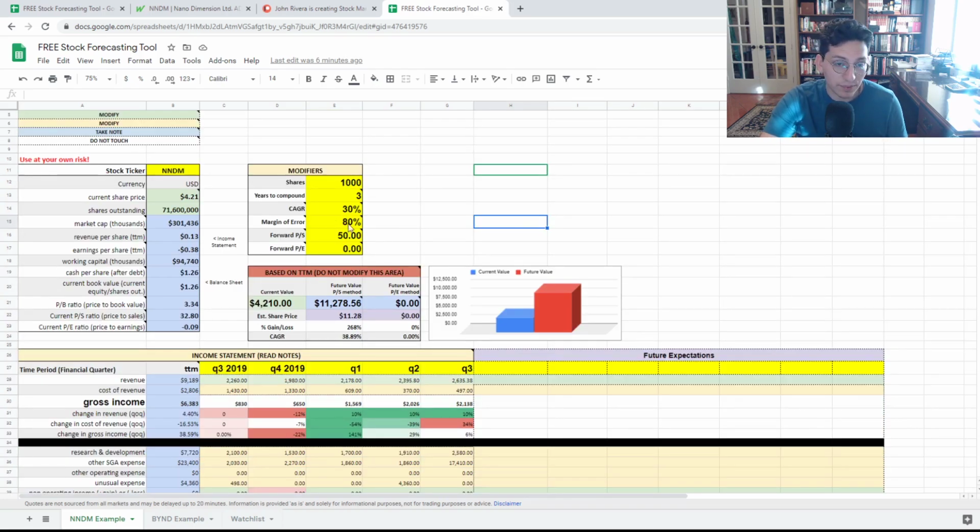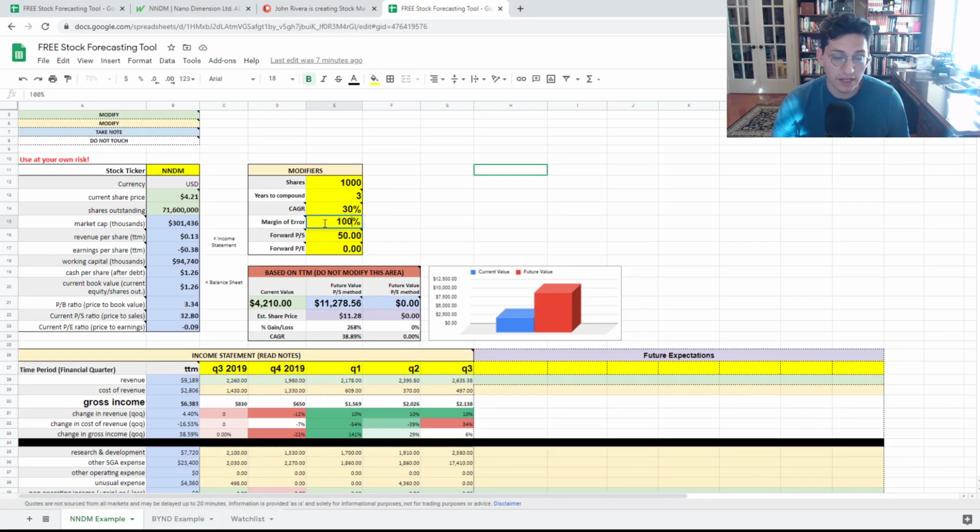So in my example here, I said that I have 1,000 shares. I actually have more than that. I'm going to pick 3 years to compound, and I picked 3 because I think that's the runway that Nano Dimension has right now. I think they can compound primarily sales, which is the value method I'm going to use. I think they can grow their sales by 30% every year. For margin of error, I'm saying I'm around 80% confident in my guessing.